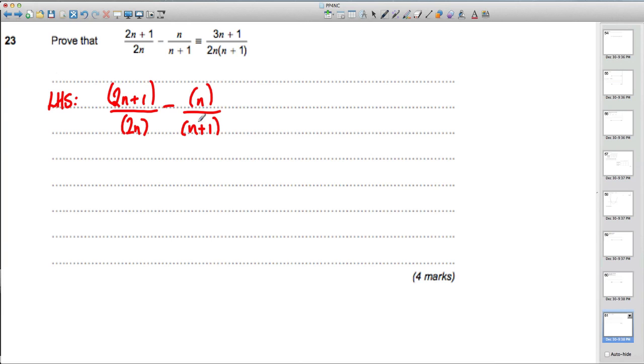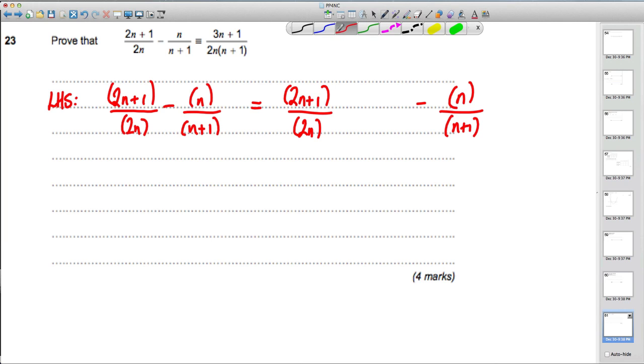Now, we've got an algebraic fraction here. We cannot subtract an algebraic fraction until the bottom numbers are the same. Therefore, we need to multiply this one. The lowest common multiple of 2n and n plus 1 is 2n multiplied by n plus 1. So this one has to be multiplied by n plus 1, and this one has to be multiplied on top and bottom by 2n. So I'm going to write that very clearly like this, keeping my brackets everywhere so I don't make a silly mistake. This one needs multiplying on top and bottom by n plus 1, and this one needs multiplying on top and bottom by 2n.